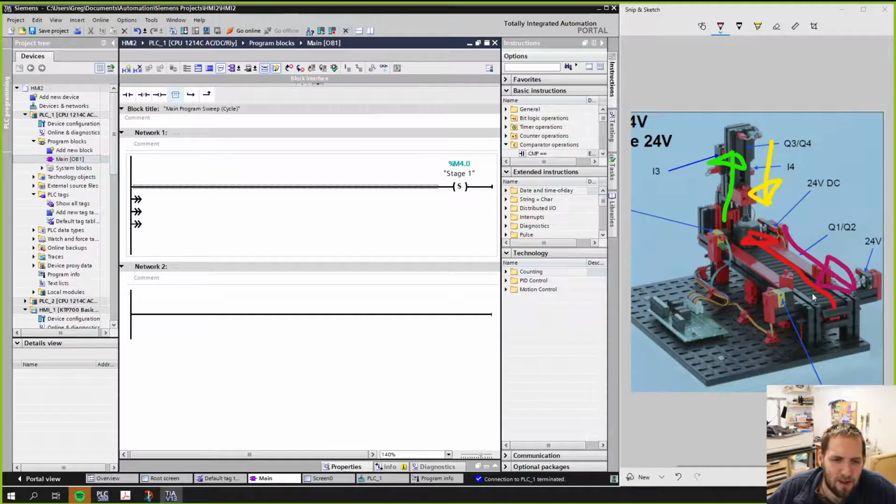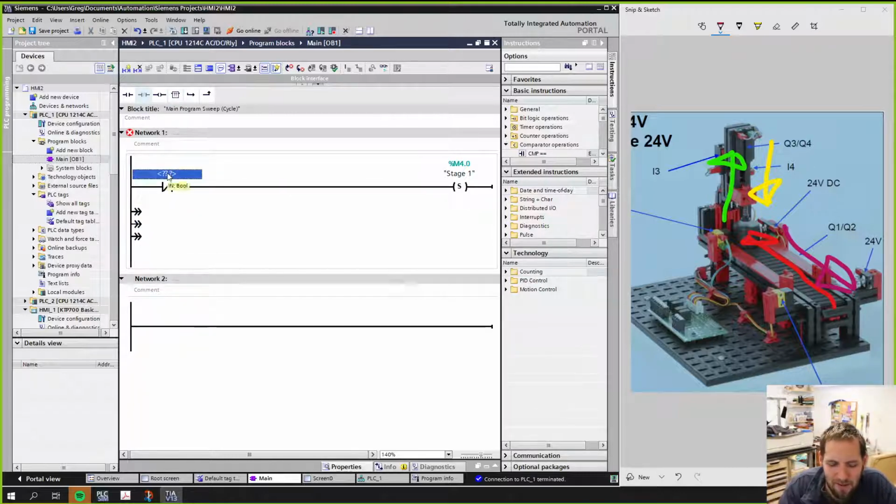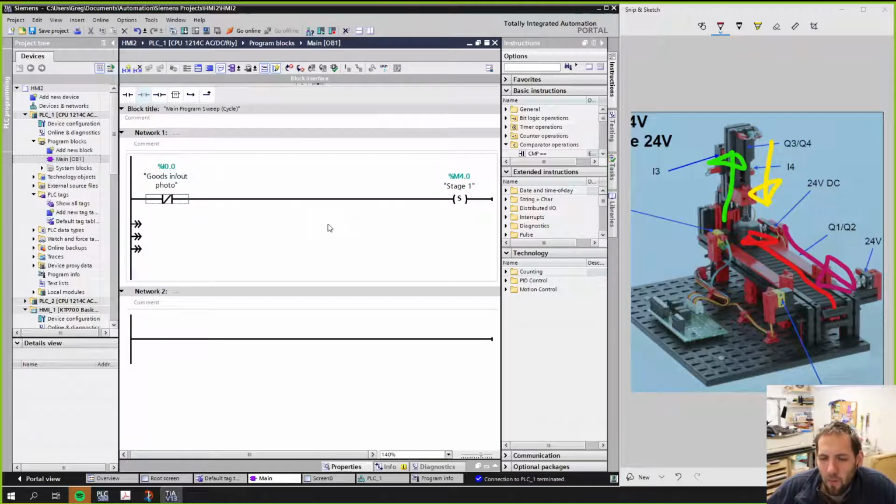Right, so is that a make or a break? Shoot. Anybody? Remember, that sensor is normally closed. It's a make, right? Since it's normally closed. Or wait, no, it'd be a break. It would be a break. All right. So we're at this. This is goods in. So we start stage 1 whenever we would put a piece there.